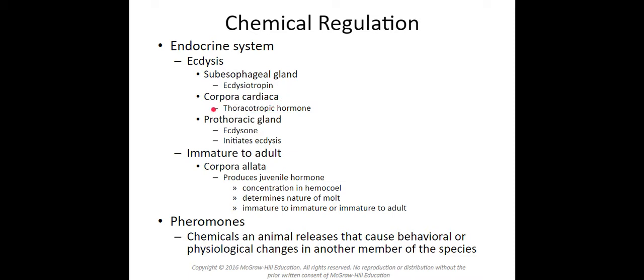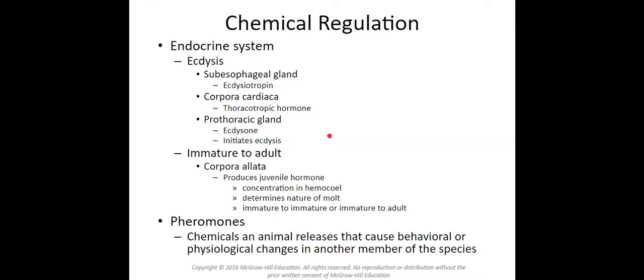They also have the corpora cardiaca. That is going to be the prothoracicotropic hormone. And then there's the prothoracic gland, which produces ecdysone, and it specifically initiates the ecdysis, the molting.